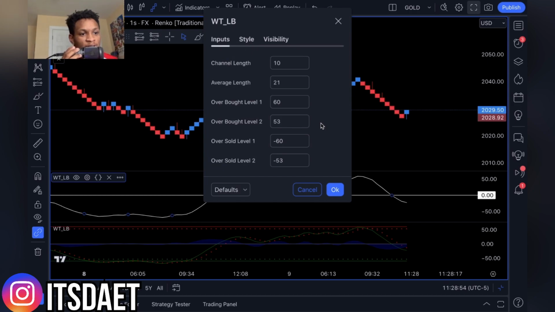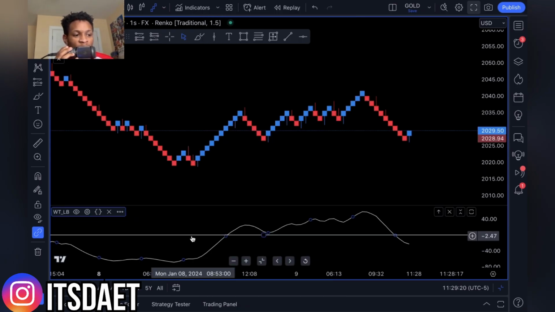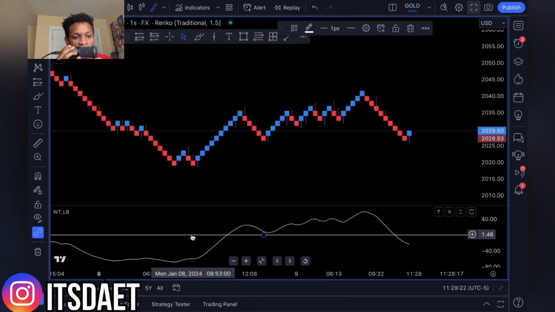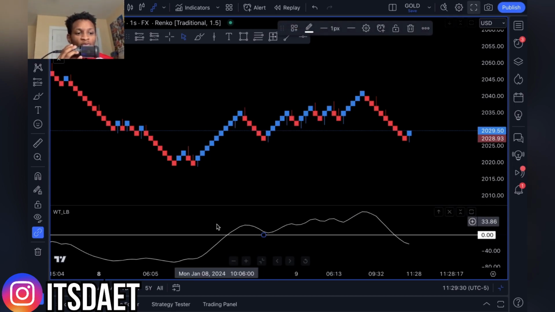These are my inputs. It's the same. You don't really have to tweak anything with that. It's just tweaking something with this. So I unchecked every single thing except this plot right here, the third one from the bottom. Now what I also did was I added a horizontal line, and you want to make the coordinates 0.00, right? It's going to be right in the middle.